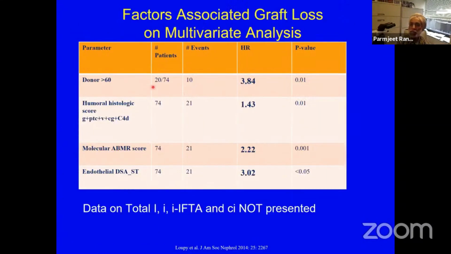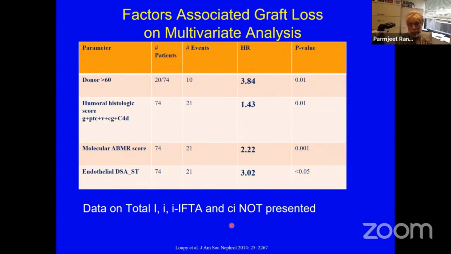And here's the multivariate analysis of graft loss. Donor A60 was able to get a hazard ratio of graft loss of 3.84. The sum of all the antibody scores histology was only 1.43. Molecular ABMR score was 2.22, endothelial score was 3.02. So I'm not surprised that molecular diagnosis has value, but to say that it's more than histology is not proven by this study. A lot of histology prognostic parameters, total inflammation, IFTA, chronic interstitial fibrosis, they were not even presented.